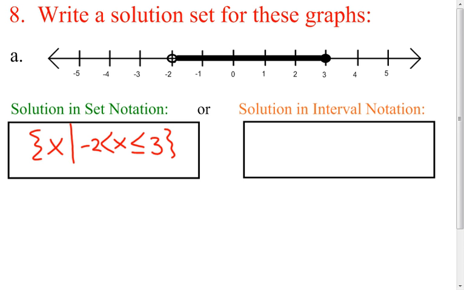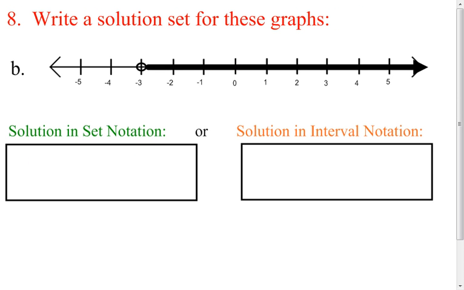In interval notation, I start being shaded right here on the left-hand side at -2, but it's not colored in, so I'll leave it as a parentheses. And then I'm shaded, shaded, shaded, shaded all the way until I hit 3 over here. That actually should be a bracket, sorry, because it is colored in. Okay?